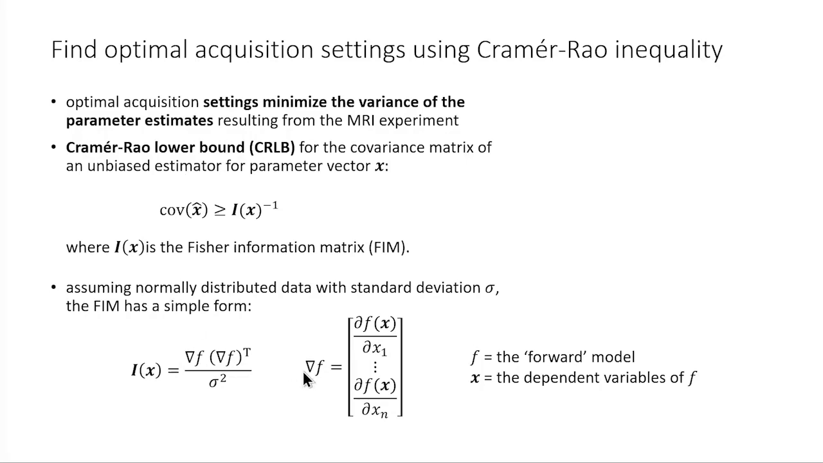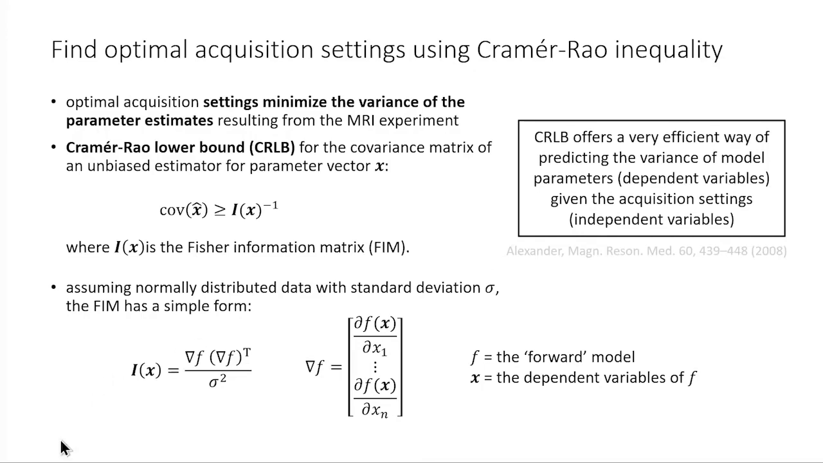Then we can take the inverse of it, and then we will get a covariance matrix with, on the diagonal elements, the variances of our parameters. And this makes the CRLB a very efficient way of predicting the variance of your model parameters without having to resort to costly simulations.